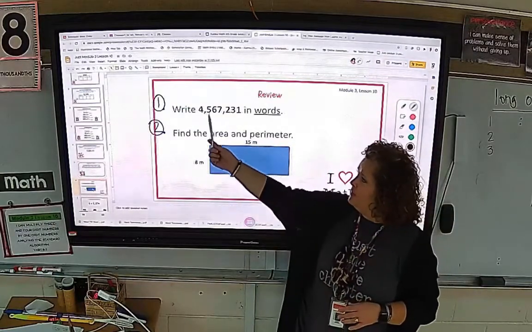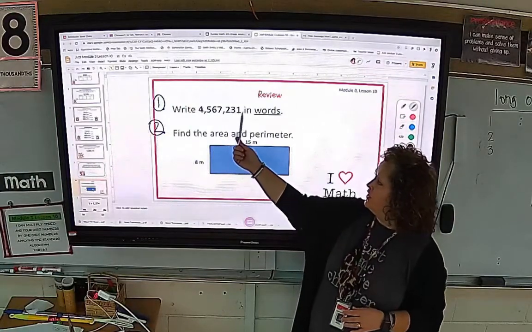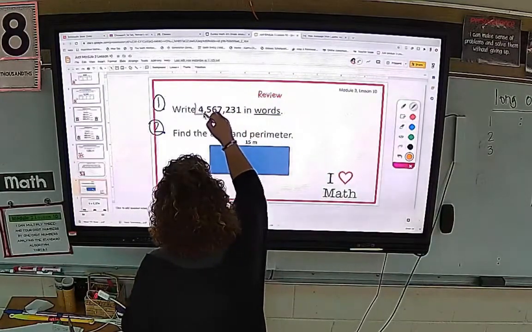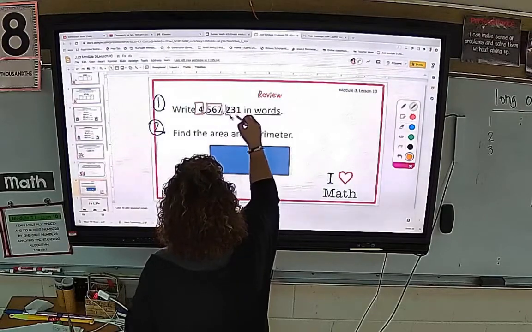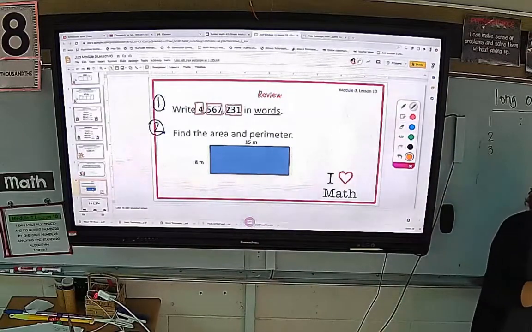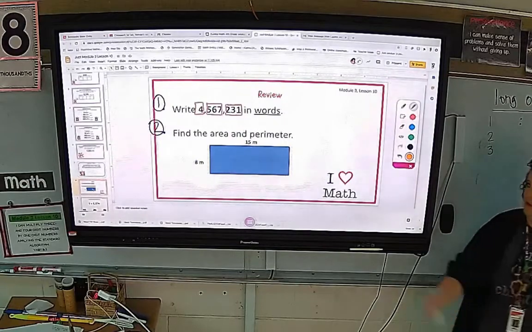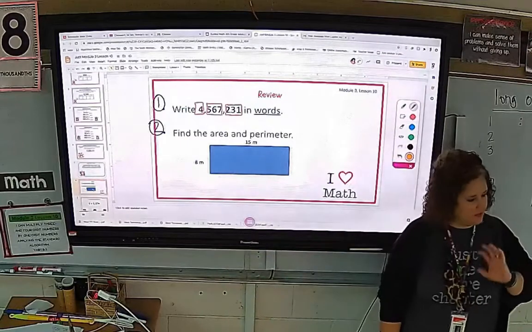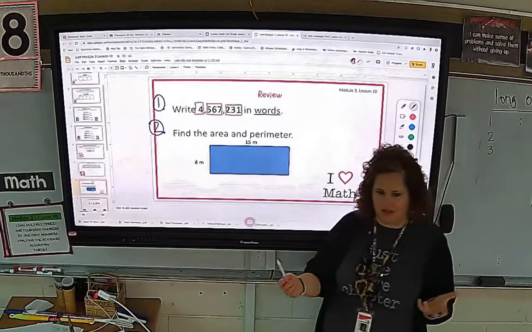4,567,231. It is almost like each of these is a separate number. And if you will read them that way, you're going to read it correctly. Read each of those pieces like they're their own separate number. And when you get to the comma, you're going to add, of course, the word million and the word thousand. But that's also going to help you write it correctly, because you're going to write what we say. So let's say it together.